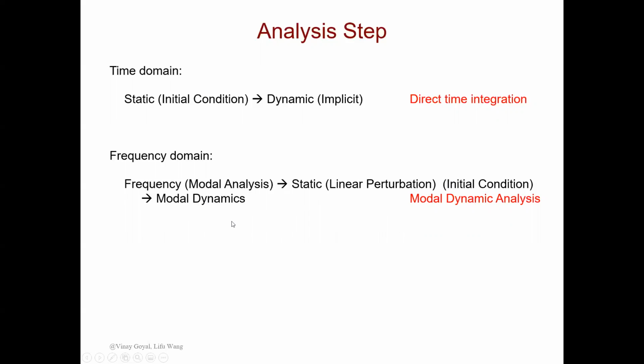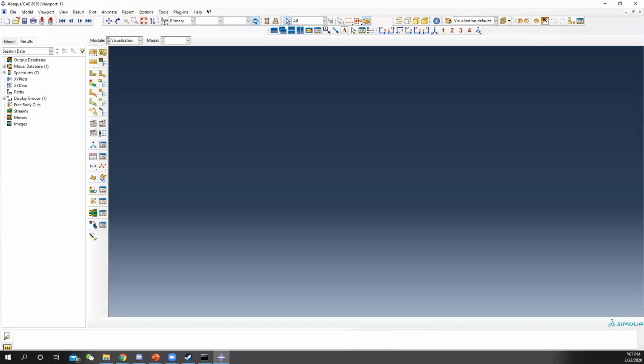And this is basically considering that your model's motion is a linear combination of all the mode shapes of your resonant frequencies. So this is basically converting your time vector to the frequency domain and solving the response in the frequency domain. And we'll show how to apply this later in Abaqus. So let's go to the Abaqus setting.